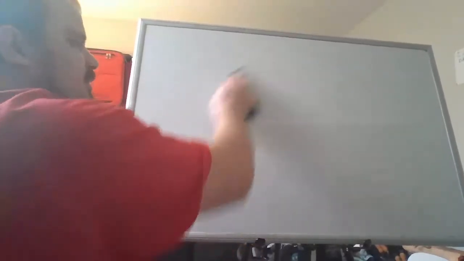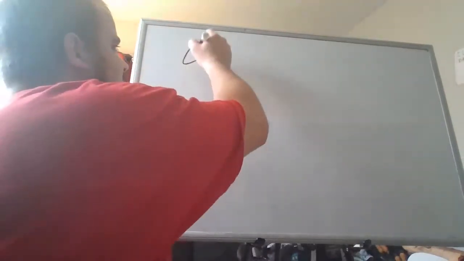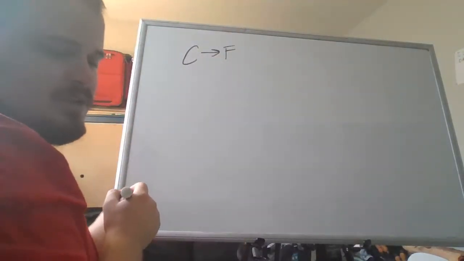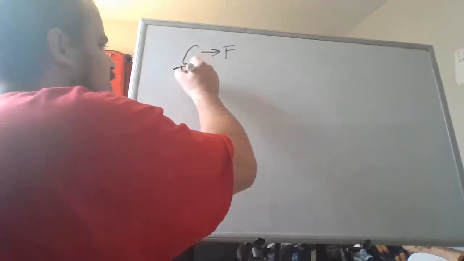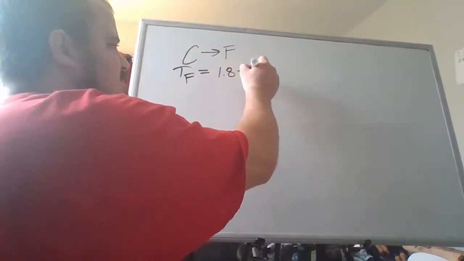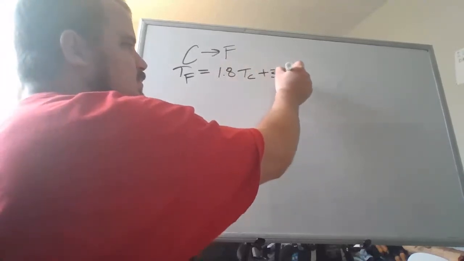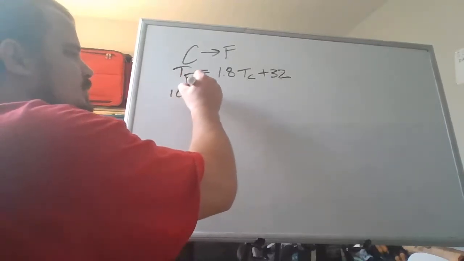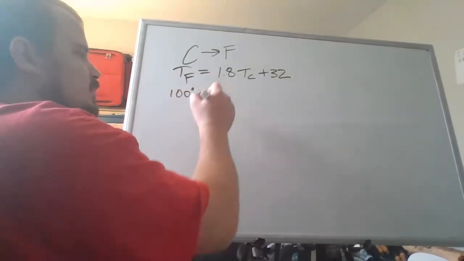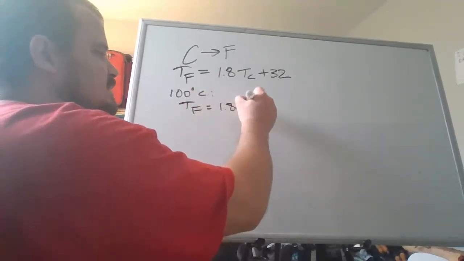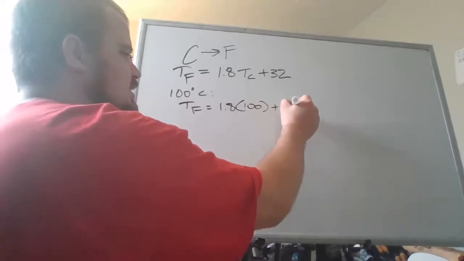So for your next 2 questions, numbers 5 and 6, we're going to turn Celsius into Fahrenheit. So let me do an example, and then I'll have you do it. The formula will be temperature in Fahrenheit equals 1.8 times the temperature in Celsius plus 32. So if, for example, we start off with 100 degrees Celsius, we would do temperature in Fahrenheit equals 1.8 times 100 plus 32.